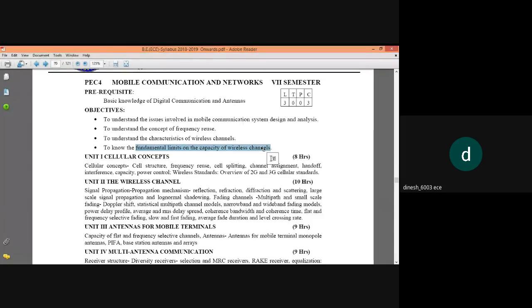So we are going to modify them as per the requirements of the applications in order to determine the capacity of wireless channels. That is the fourth objective of this mobile communication and network subject: knowing the fundamental limits of capacity of wireless channels. Okay.